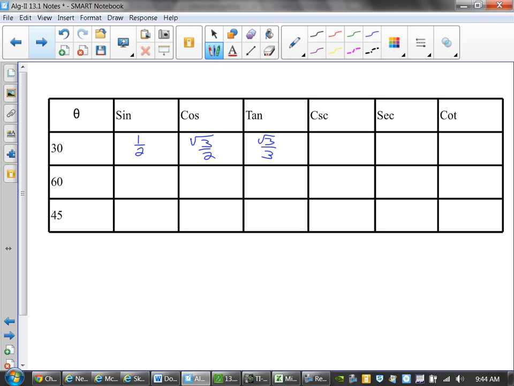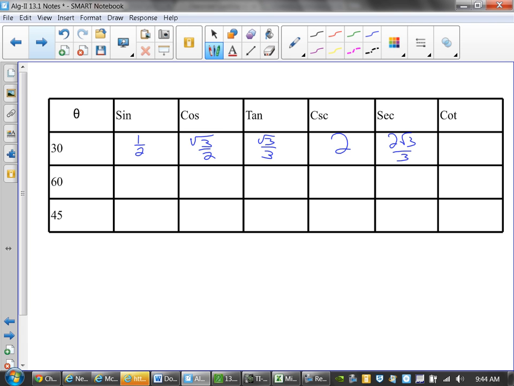If I'm looking at 30-degree angles, and I know the sine was 1/2, the cosine was root 3 over 2, the tangent was root 3 over 3, what would the cosecant be? 2. You just flip it. It becomes 2. The secant would be 2 root 3 over 3.